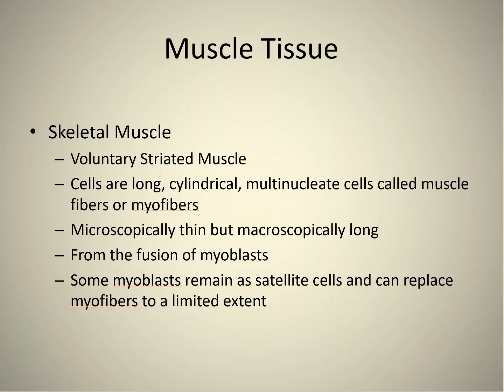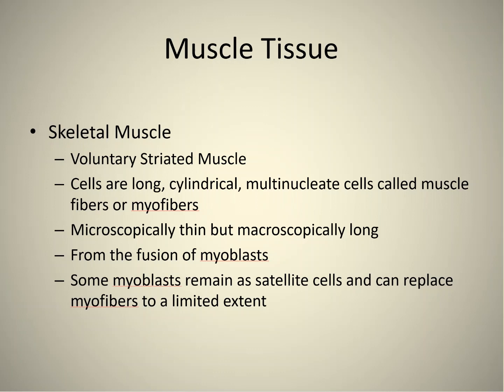The cells are long, cylindrical, multinucleate cells called muscle fibers or myofibers, sometimes called myocytes. They're microscopically thin, but macroscopically long. They can be like a foot long or more, depending on how long the muscle is. But the diameter of the tube is microscopic.